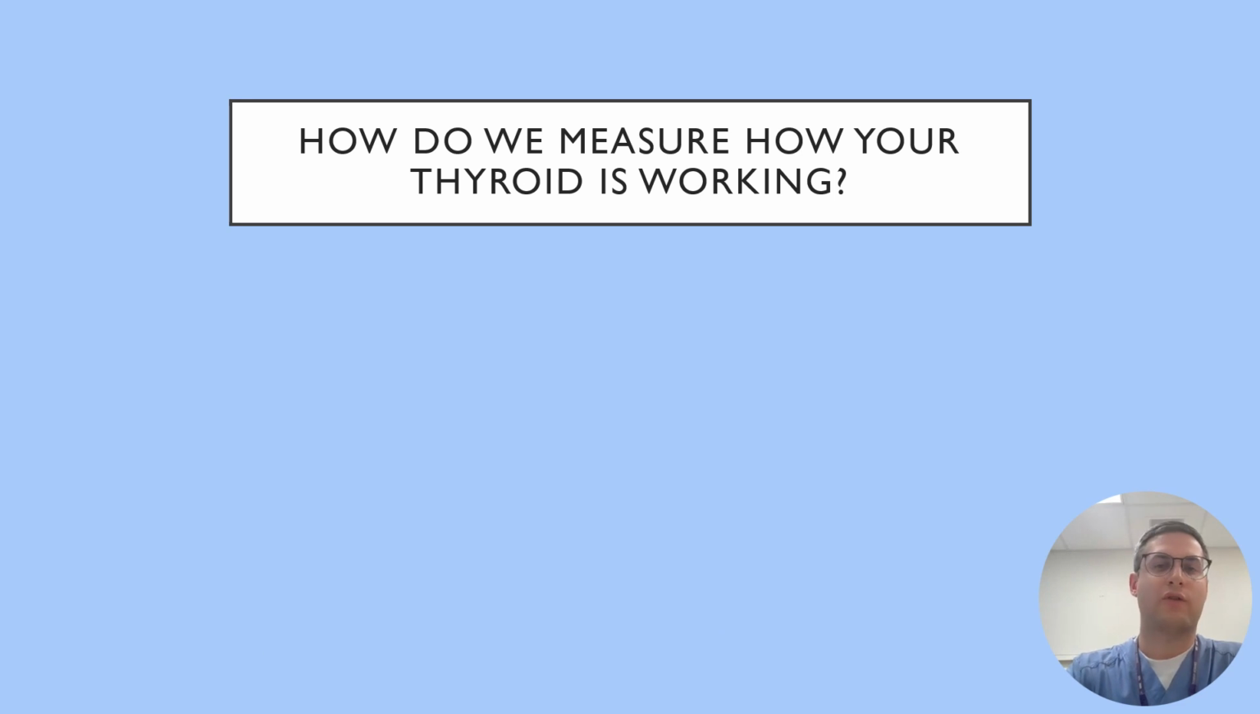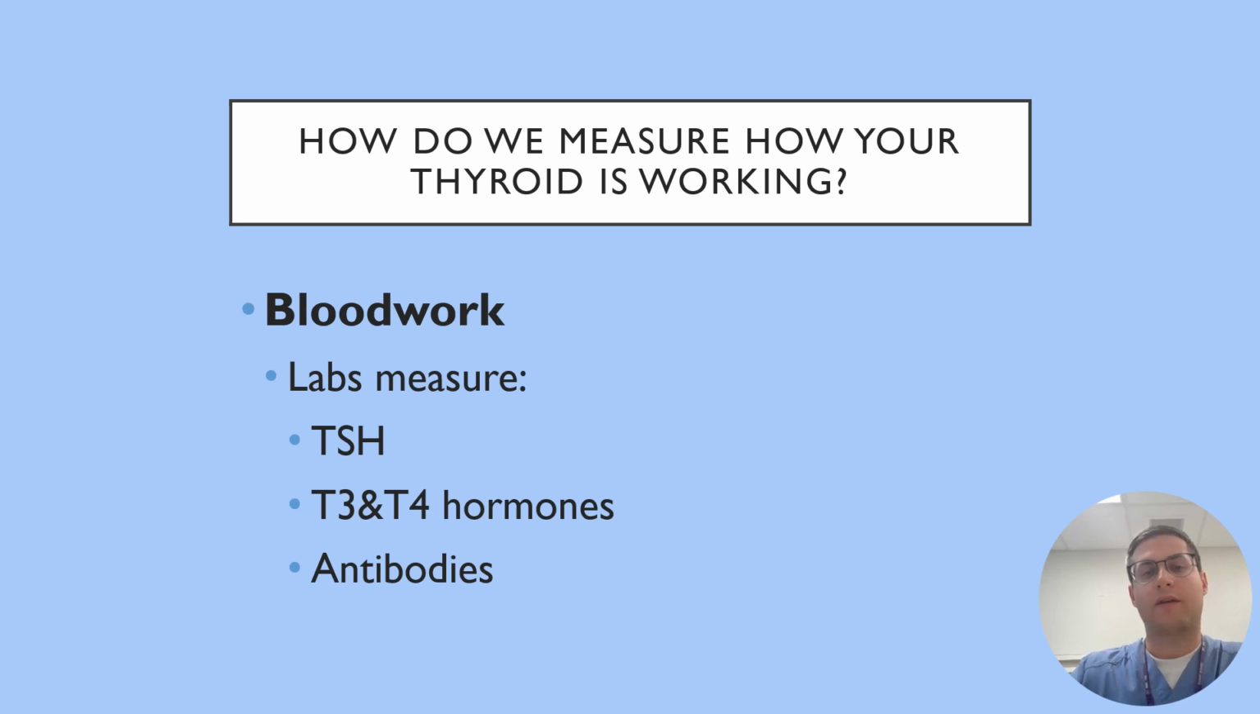How do we measure how your thyroid is working? Again, your doctor wants to know how you're feeling, but blood work is the gold standard to determining if you have hypothyroidism. Your doctor will have labs that measure your thyroid stimulating hormone, or TSH, as well as the T3 and T4 hormones themselves. Additionally, if your doctor is trying to determine what's the cause of your hypothyroidism, they may try to detect antibodies in your blood to see if it's an autoimmune disease that's causing the issue.